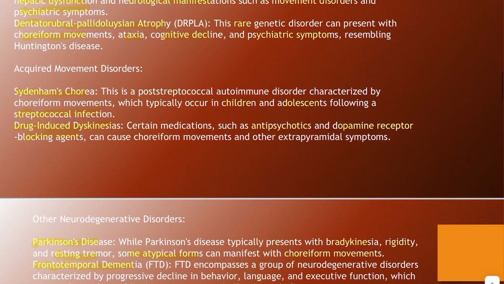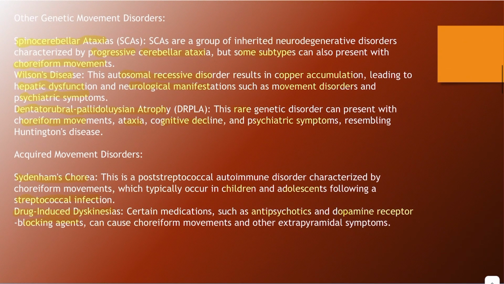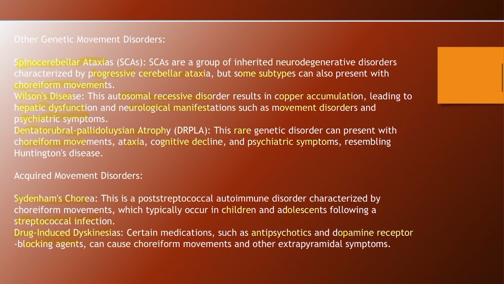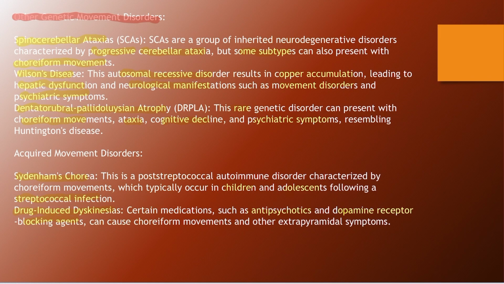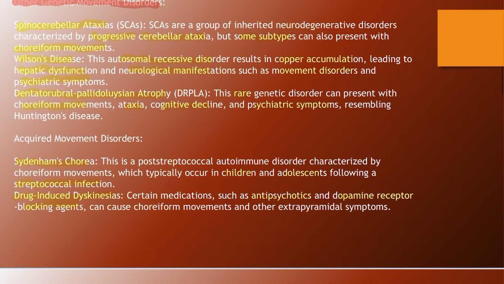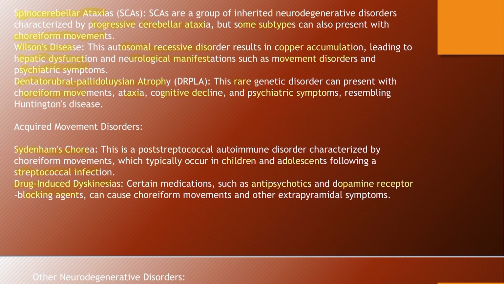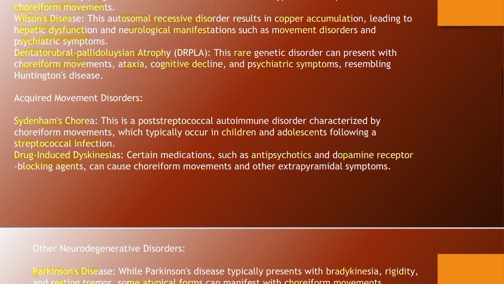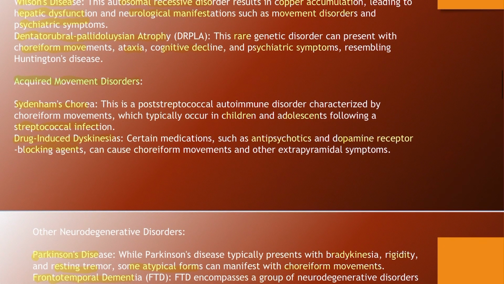Whenever you do the differential diagnosis, try to divide them into different groups, and then you will remember it very easily. So here you can see that I have put different groups. Other genetic movement disorders is the first group, and in this: spinocerebellar ataxia, Wilson's disease, and I have talked about the rarer one, dentatorubral pallidoluysian atrophy. Another group is acquired movement disorders, in which we have put Sydenham and drug-induced dyskinesias.